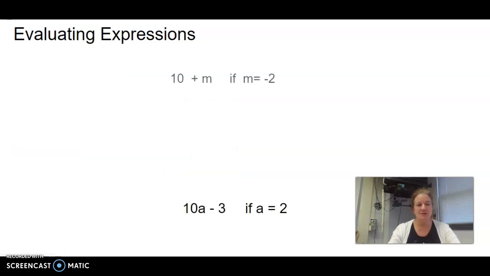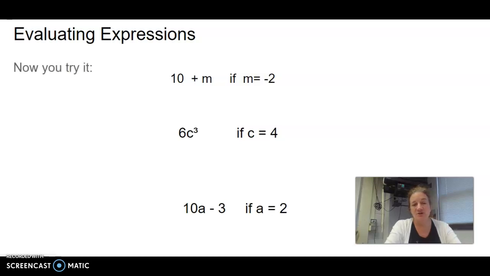Okay? This one got messed up. Sorry about that. So what I want you to do now is I want you to solve this on your own. 10 plus m if m equals -2. So substitute -2 into the expression. Now I want you to do 6c cubed if c equals 4. So take c out, put 4 in, and see what you get. Okay? Use Desmos. Use parentheses in Desmos for this one because you're multiplying.